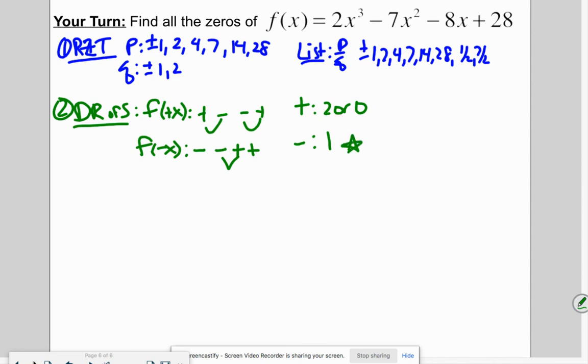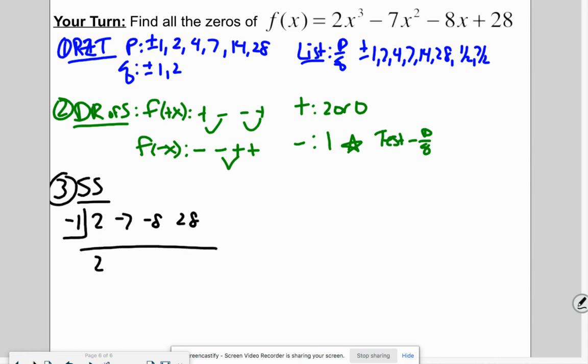So using synthetic substitution, we're going to test negative P over Q. So we want to test the negatives. So that's the third thing we're going to do, the synthetic substitution. So we're going to start with negative 1. And so we have 2, negative 7, negative 8, and 28. And so 2, and then negative 2, negative 9, positive 9. That's not going to work, is it? 1, negative 1. That one's not going to work.